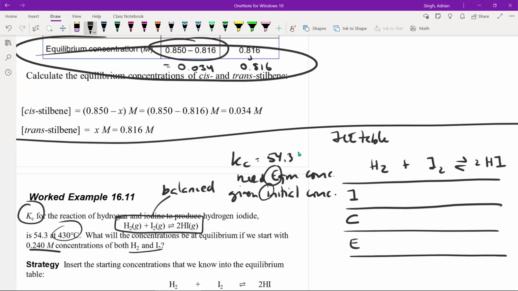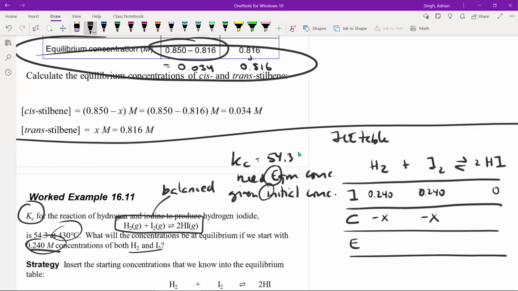So initially, we're told that we have 0.24 molar of the H2 and the I2. Obviously, initially we're not going to have any of the HI to begin with. The change that's happening, we can define as x, relative to one of the reactants. So when we start with H2 and I2 and they get used up, we're going to lose a certain amount, which we'll define as minus x. According to the stoichiometry of this balanced equation, if I use up x of the H2, I'm also going to use up x of the I2.